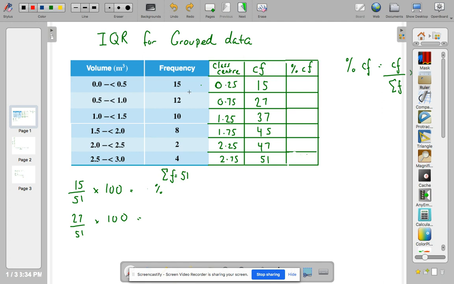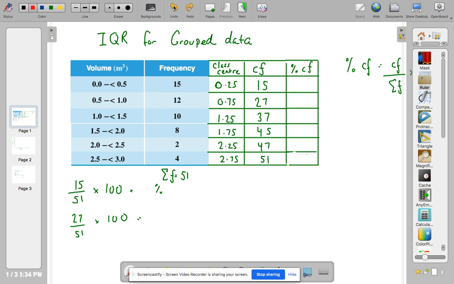Let's get a different coloured pen. We start with 15 there. Then we add 12 to 15 to get 27. We add 10 to 27 to get 37. We add 8 to 37 to get 45. 45 plus 2 is 47. And 47 plus 4 gives 51. Okay, so we're adding those together to get our cumulative frequency data.